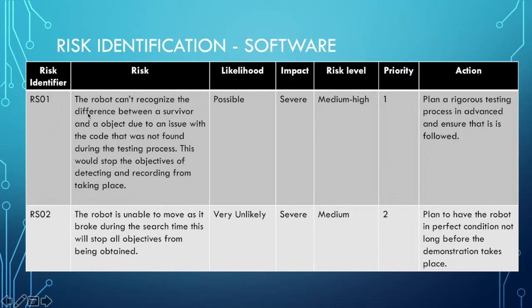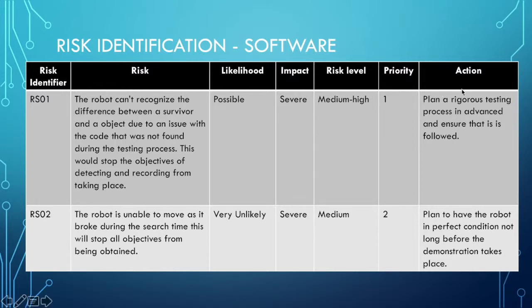So as we can see, our first risk, the event is the robot can't recognise the difference between a survivor and an object. The cause of this is an issue that is not found in the code during the testing process. And then what will actually happen if this risk occurs? It will stop the objectives of detecting and recording from taking place. As we can see, this could possibly happen, and if it does happen, the impact is quite severe. And this gives us a risk level of medium to high.